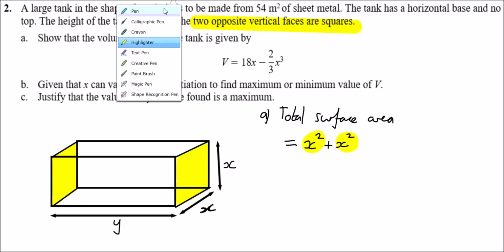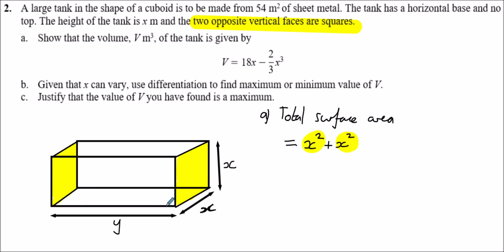And as well as that, we're going to have the base. The base is y times x, or x times y in alphabetical order. Now, the front of it is y long and x high. So again, this is going to be x times y at the front. And because it's a cuboid, the back side of it will be the same shape and size as the front facing side. So xy for the bottom, xy for the front face, xy for the back face. And so here we have 2 lots of x squared plus 3 lots of xy.